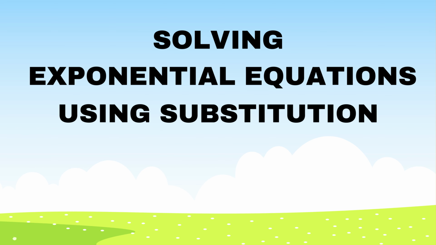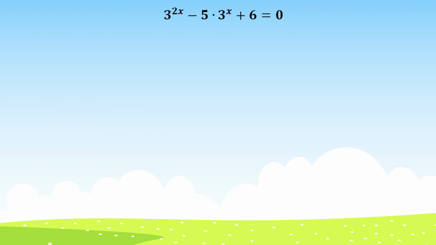Let's look at exponential equations that can be solved using the substitution method. Here's the first problem. To solve this problem, we rewrite the equation so that it looks like a quadratic. So we apply the laws of indices to rewrite 3 raised to the power of 2x as 3 to the power of x all squared.